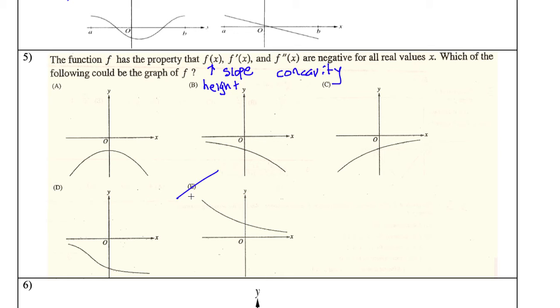That one's positive, not E. The slope is all negative. That one has a positive slope, not A. This one has negative slope. That one has a positive slope. This one has negative slope, negative slope. So now it's between B and D. And the concavity should all be negative. Right here, I am concave up. It is B.